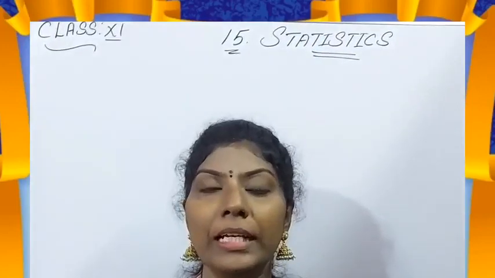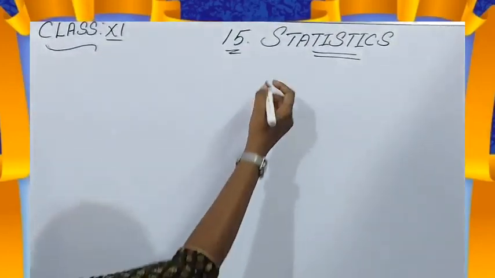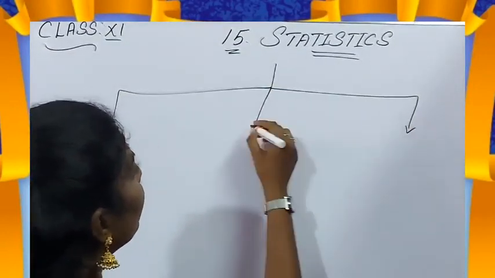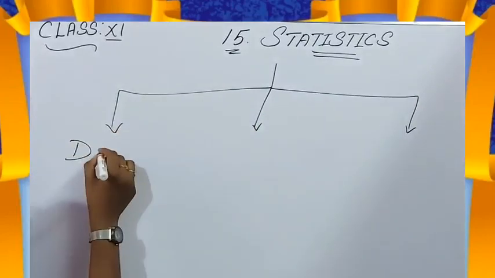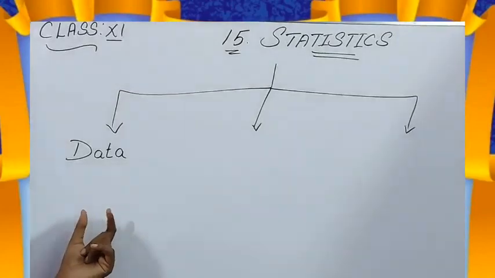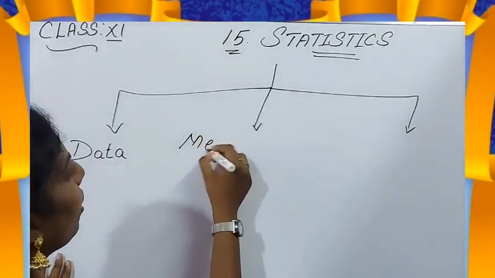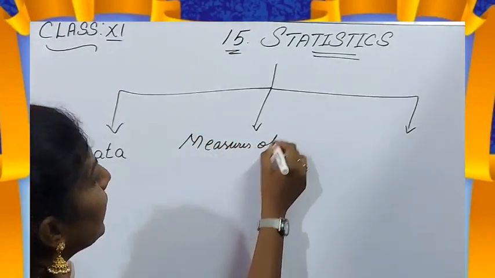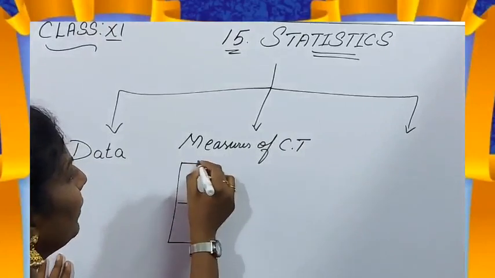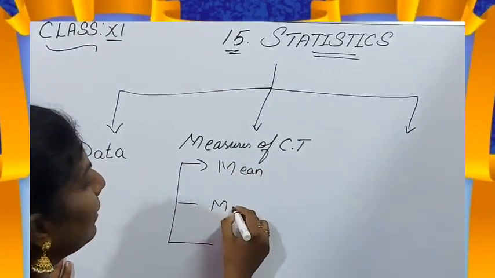Statistics, what does it mean? It is a collection of data and presentation of data, isn't it? So the statistics can be divided into, as I told you, first one is data. That is primary data and secondary data. In your lower classes like 7th and 8th standard you would have studied. And second one is measures of central tendency. So in this measures of central tendency, we will be dealing with 3M. What is 3M? Mean, median and mode.